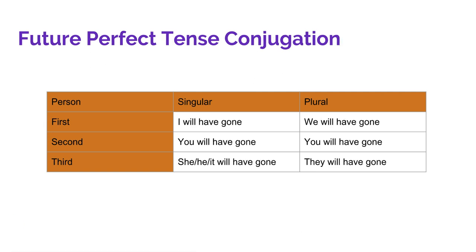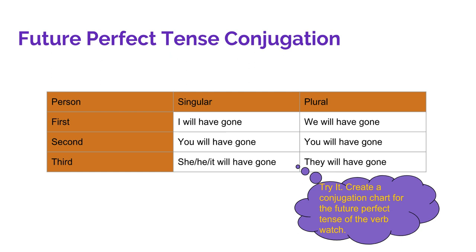And that brings us to future perfect, where you have I will have gone, we will have gone, you will have gone, she, he, it will have gone, and they will have gone. So now try creating a conjugation chart for the future perfect tense of watch. Pause your video and do that now.